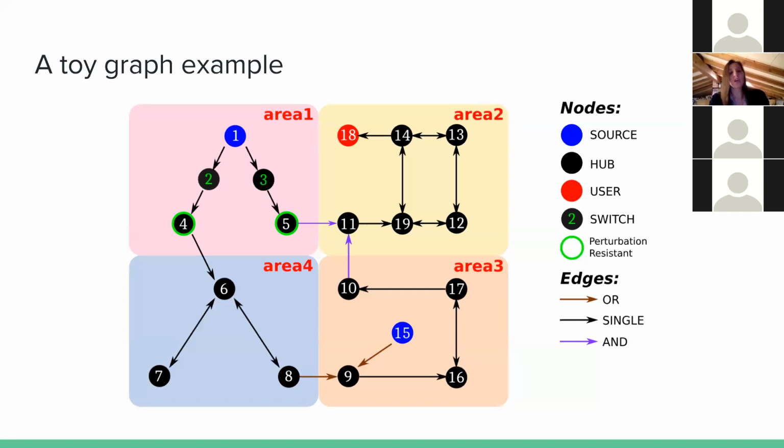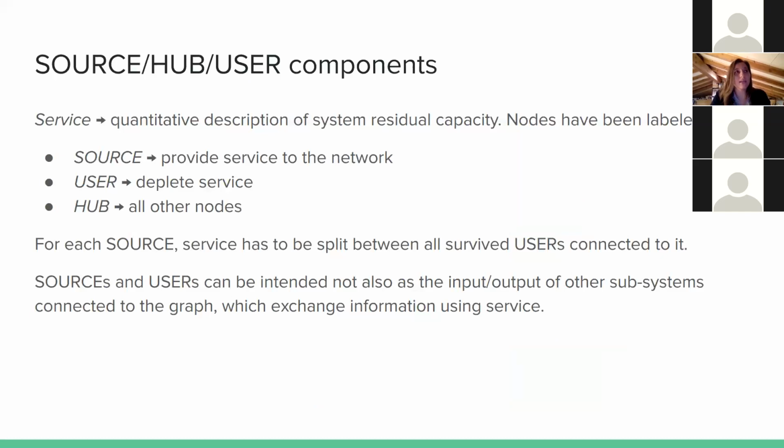Okay, now, what are all these names? Actually, I mentioned before a lot of measures, but I left out one, which is service, and it's pretty important for us. It is a quantitative description of the system residual capacity. I told you that we are using graphs to model industrial plants, and service just tells us how good the flow is and how much we get in the end of all the service that is provided by sources.